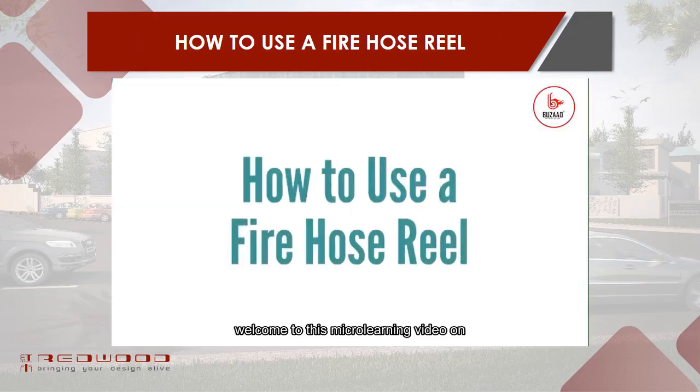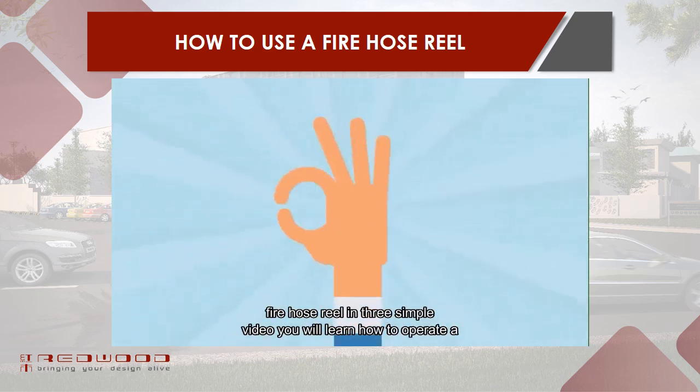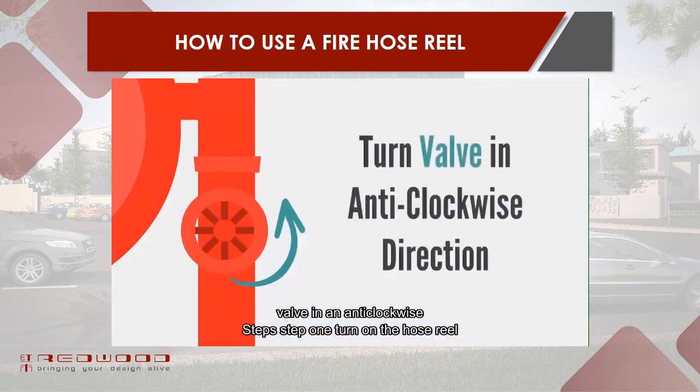Welcome to this micro-learning video on how to use a fire hose reel. In this video, you will learn how to operate a fire hose reel in 3 simple steps. Step 1. Turn on the hose reel valve in an anti-clockwise direction.